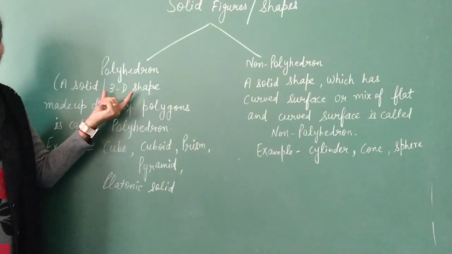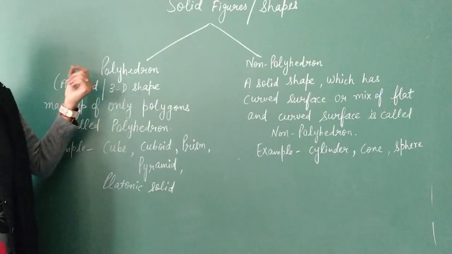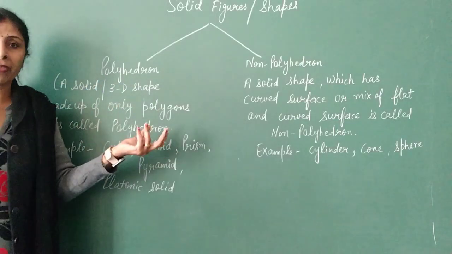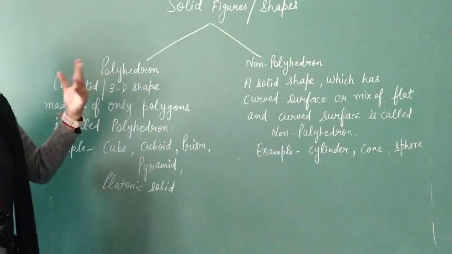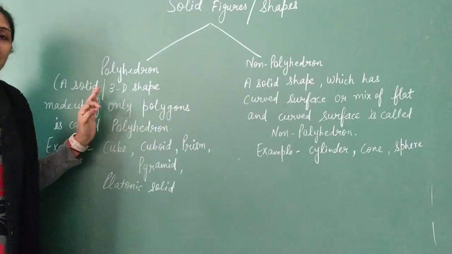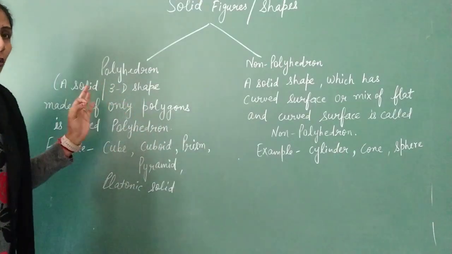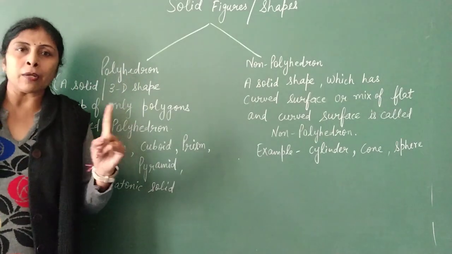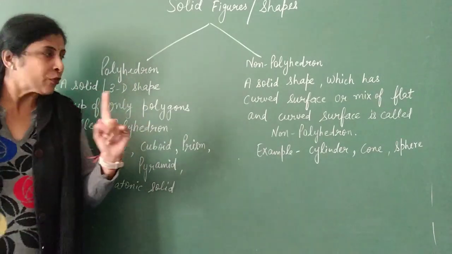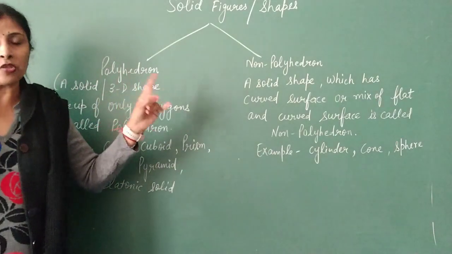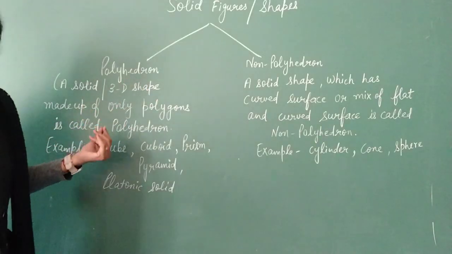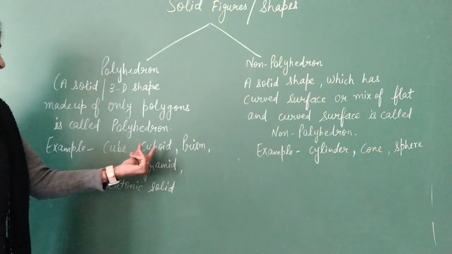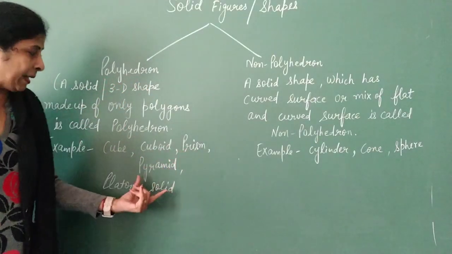What are polyhedron shapes? They are 3D shapes which are made up of only polygons. That means whose faces are made up of polygons, whose faces are only polygons. Just like in a cube, there are 6 faces and all 6 faces are of square shape. So that is a polyhedron shape. Examples of polyhedron are cube and cuboid, prism and pyramid.